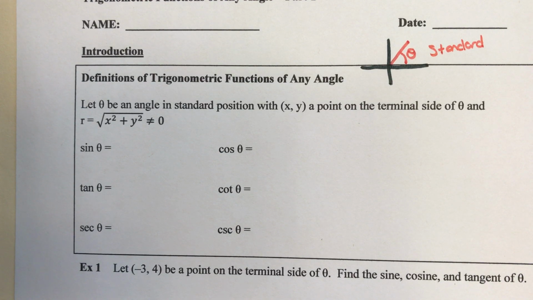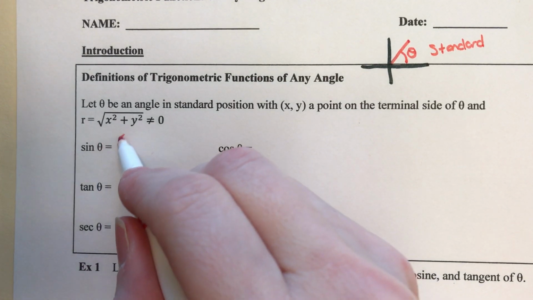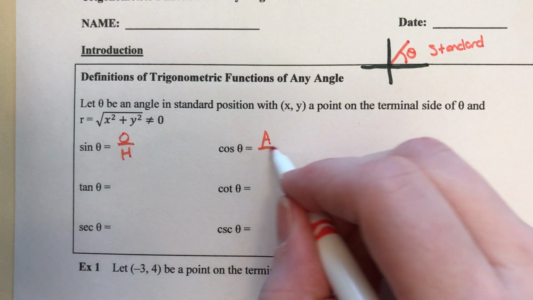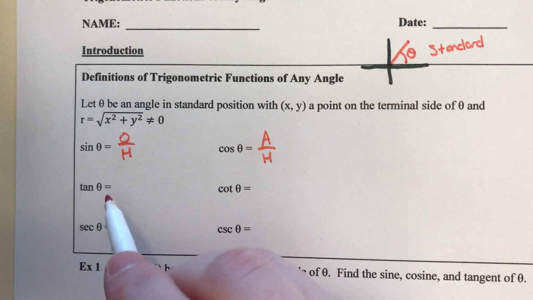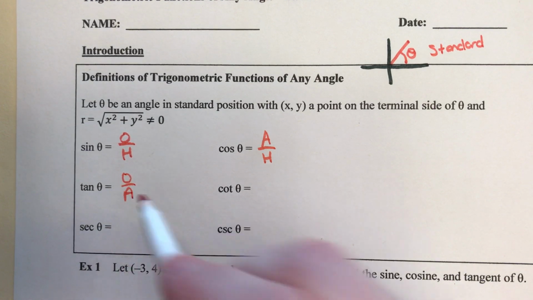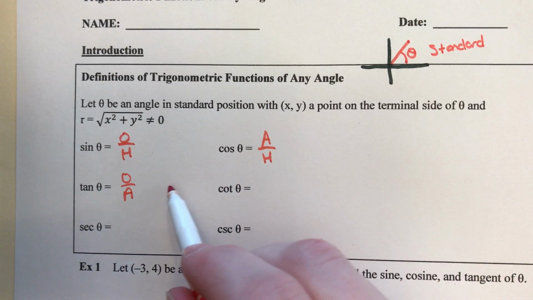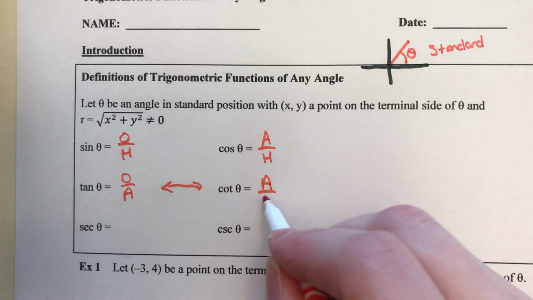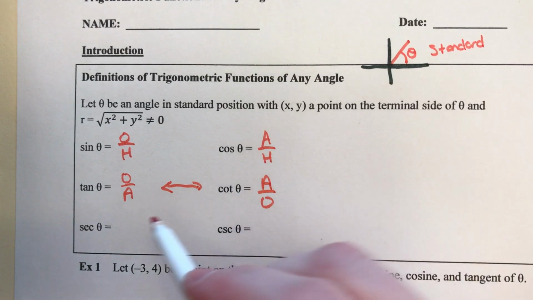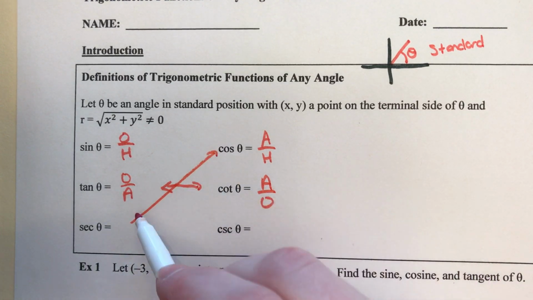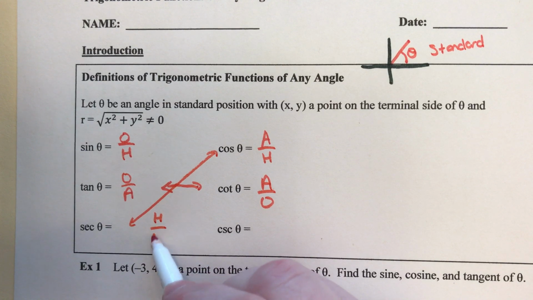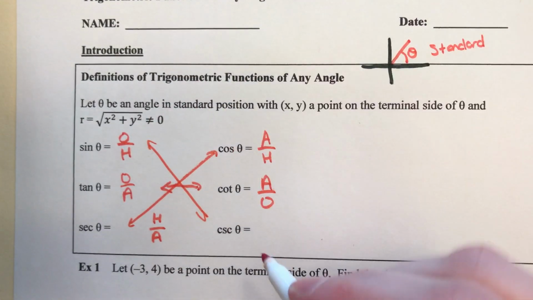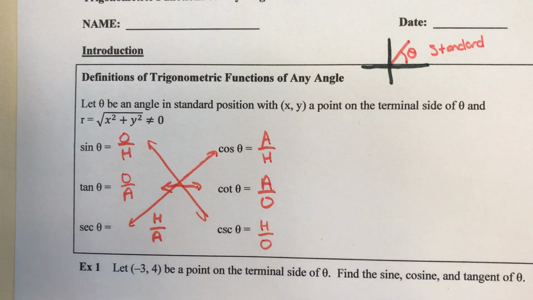Okay, so a quick review. Sine is opposite over hypotenuse. Cosine is adjacent over hypotenuse. Tangent is opposite over adjacent. Cotangent is the reciprocal of tangent, so that would be adjacent over opposite. Secant is the reciprocal of cosine, so that would be hypotenuse over adjacent. And then cosecant is the reciprocal of sine, so that would be hypotenuse over opposite.